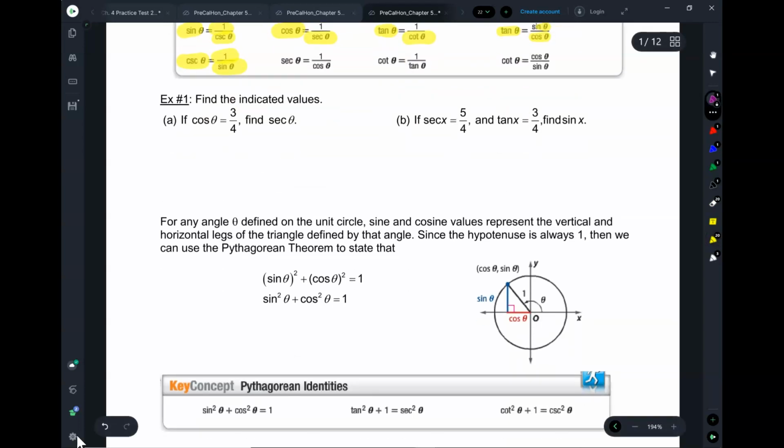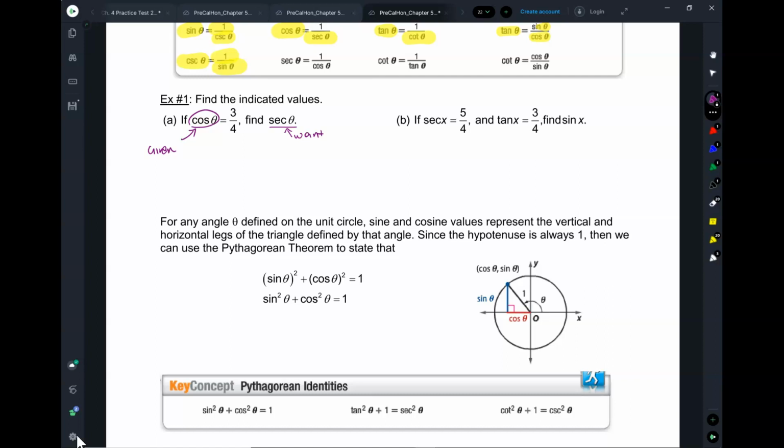So if cosine of theta is equal to 3 over 4. So basically for all of these, here's what you have to do. You have a given, okay? And you have to figure out what you want. In all of these, you have to identify what you're given and what you want. And then you have to decide how you can relate what you want to what you're given.